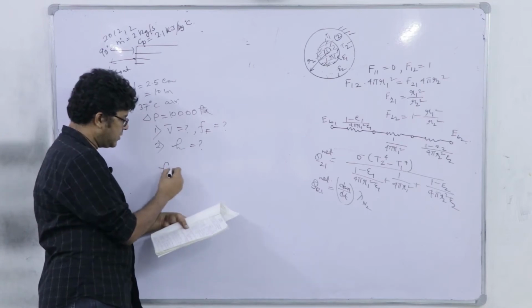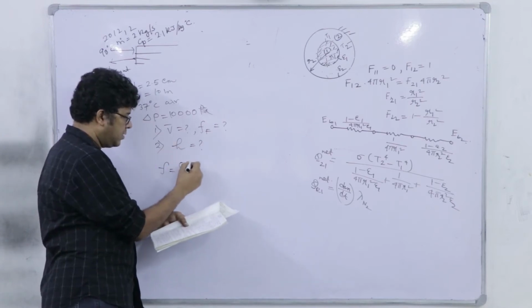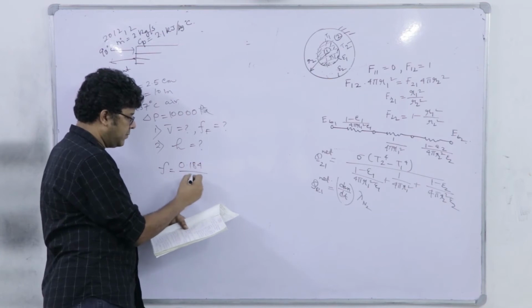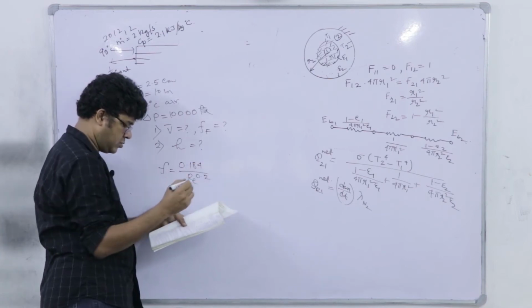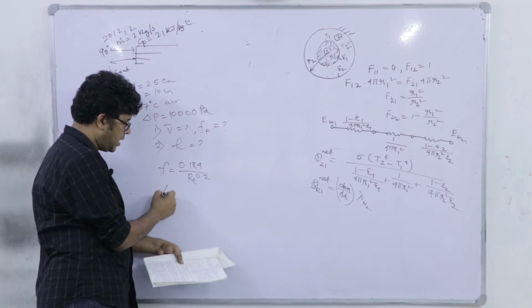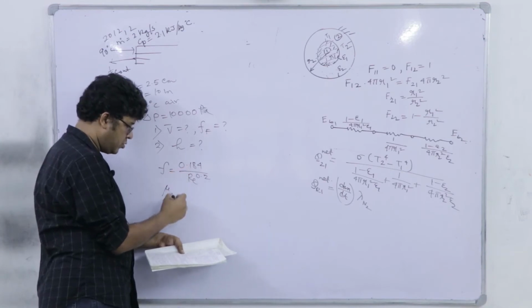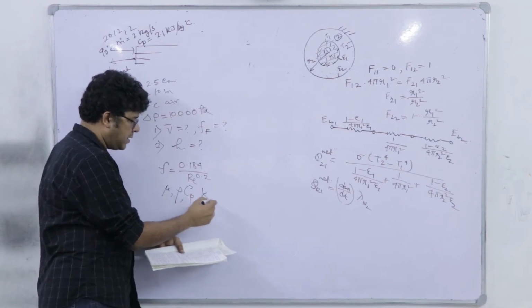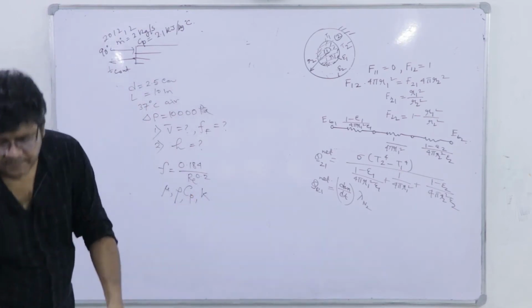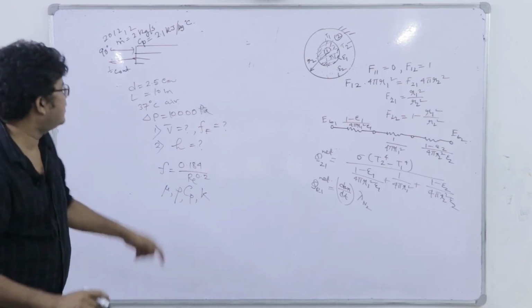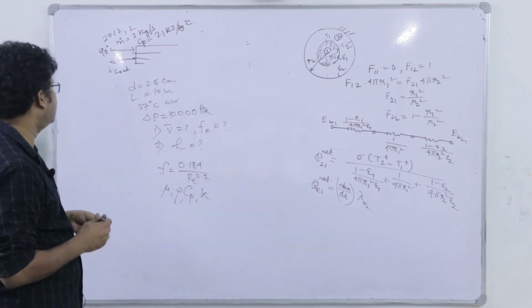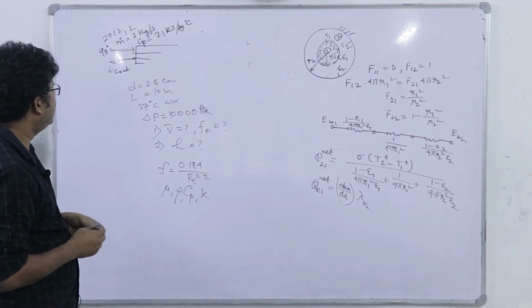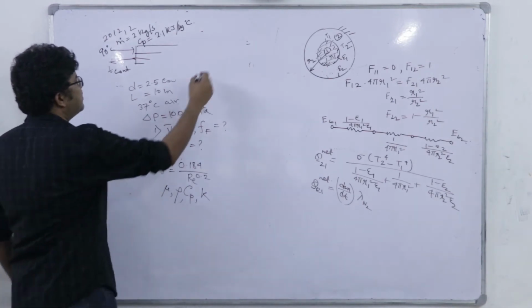The friction factor correlation is given: 0.184 divided by Re to the power 0.2, and given data mu, rho, Cp and K. These are given. So, first we have to solve for this air velocity. See, the pressure drop is given.